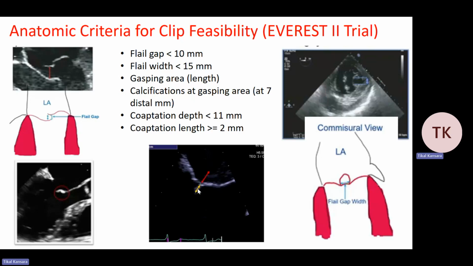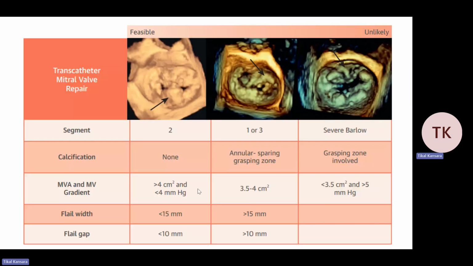The significance of this criteria came down. Of course, we still look at this criteria right now, but we can still do clip in patients who don't satisfy this criteria. So then in 2018 came a study where they found the feasibility of mitral clip or TEER in these patients. They found that an ideal patient would be the one who has A2P2 prolapse.